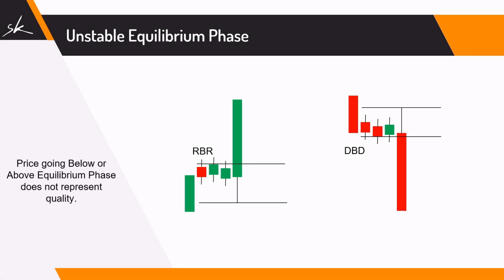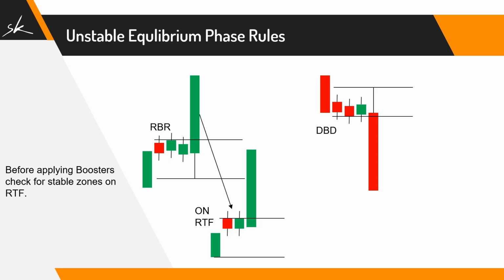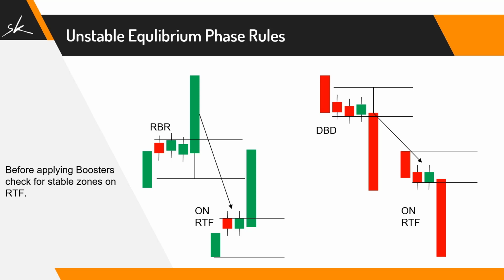When the price goes below or above equilibrium phase, it does not represent quality, and such structures are called unstable equilibrium. To qualify unstable equilibrium, we should have a stable structure on the refining time frame, which means at unstable equilibrium demand zone, a stable structure of rally base rally should be available on refining time frame. At unstable equilibrium supply zone, a stable structure of drop base drop should be available on the refining time frame.